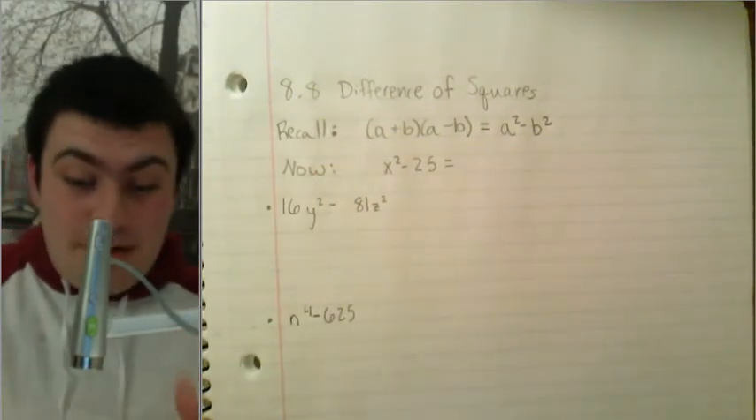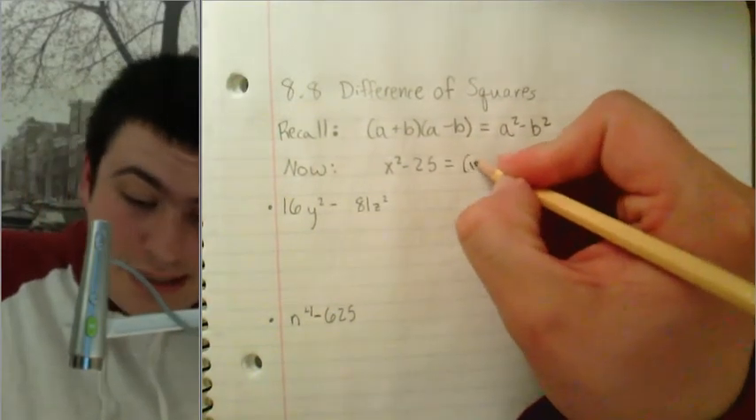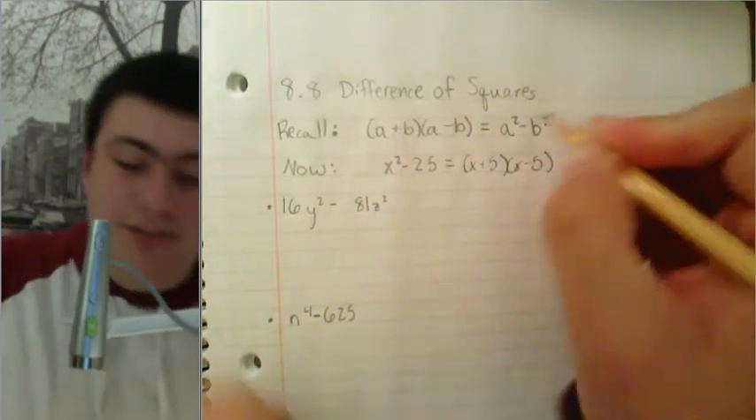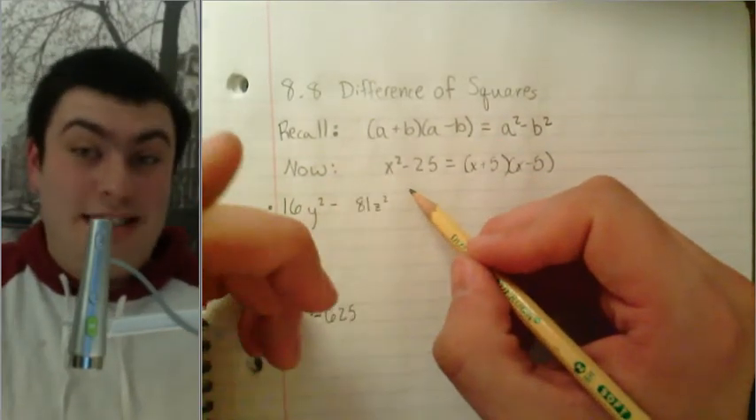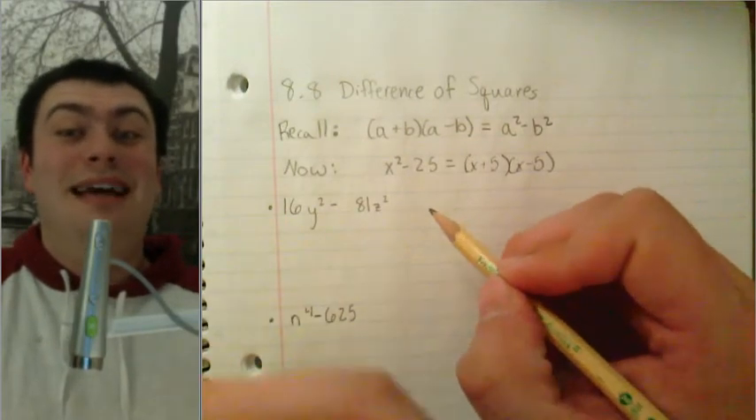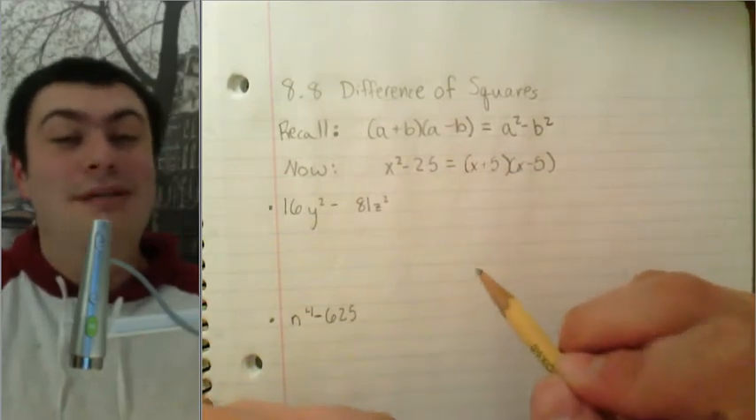So if we see x squared minus 25, we can see that as x plus 5 times the group x minus 5, because x squared is the square of x times x, 25 is the square of 5 times 5, we can see that as x squared minus 5 squared, so x plus 5 times x minus 5.